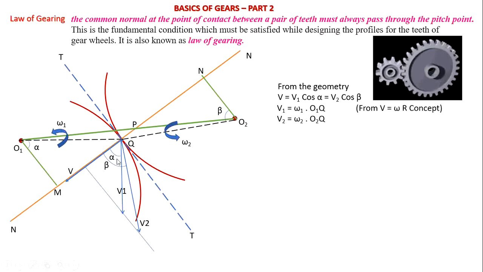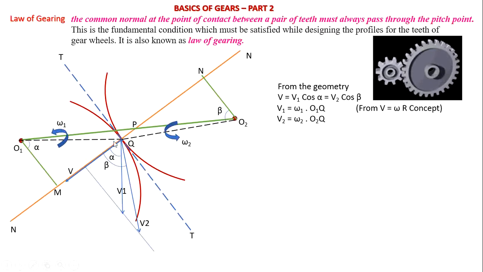Now from this one we can extend further. Now come to this triangle O1MQ. Before that we want to know one more thing. We know that V equals omega into R. This is a very well known general concept: linear velocity equals angular velocity into radius of rotation, or omega equals V by R.